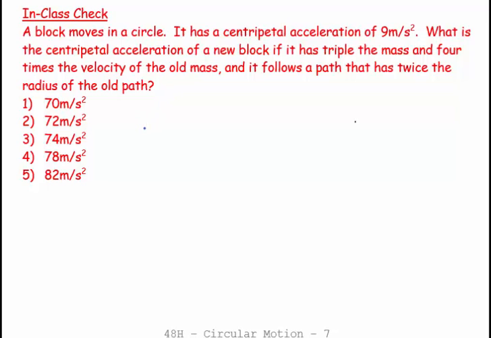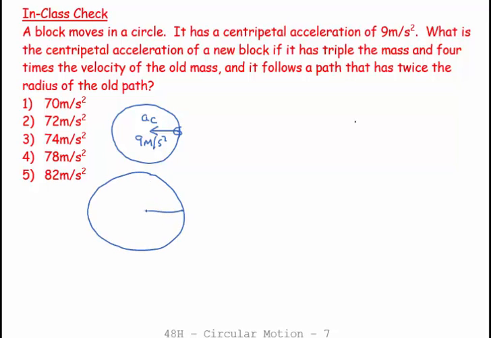So what we've got here is a situation where we're doing basically a ratio problem. I have one situation here where I know the AC is equal to 9 meters per second squared. And then I'm going to compare it with another situation. I link these by knowing how things change. I don't have absolute numbers. I just have something doubles, something halves, triples, quarters, whatever.